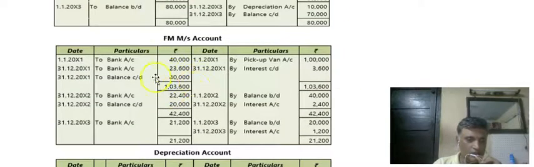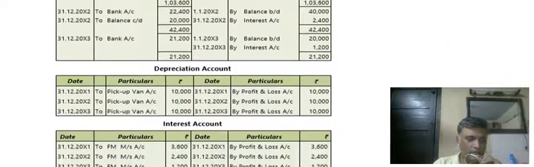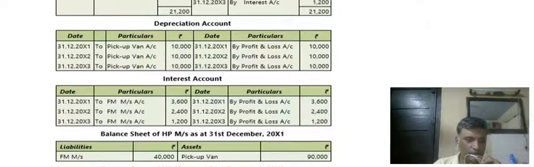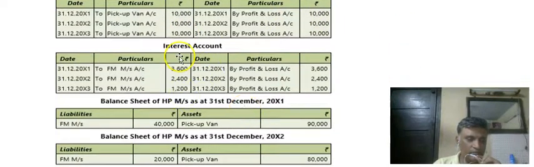Look at this. In the first year it's 40,000. Second year it's around 20,000, and finally we pay those amounts. Depreciation each year is 10,000, and we'll close that by a transfer to the P&L. Straightforward. Interest 3,600, 2,400 and 1,200, we will transfer that to the P&L account.